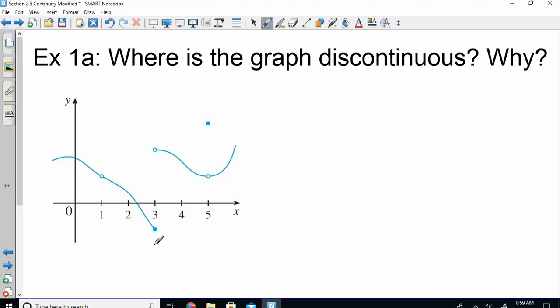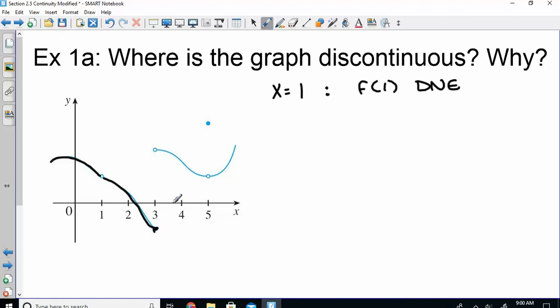I want to know everywhere this graph is discontinuous and why. And the why has to be one of your three rules. Does the function exist? Does the limit exist? Are they not equal? So can you tell me one value where this graph is not continuous? 1. Okay. Rule number 1 says the function has to exist. Does the function exist at 1? No, it's an open circle. So my reason is f of 1 does not exist. All right, so if I'm drawing this graph, I had a break in it right there at 1. I can continue on.